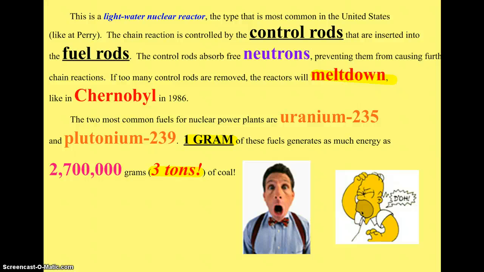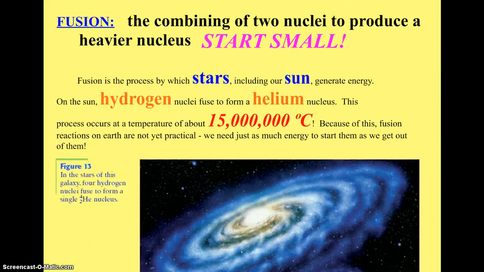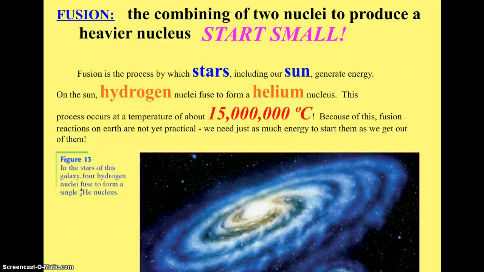So again, fission, start with big atoms, split them apart, get a lot of energy, and radiation. Fusion is the opposite. Okay, fusion, we combine two nuclei and we produce a heavier nucleus. So we're going to start small, like in our sun. Our sun, hydrogen nuclei fuse together and form helium. Helium is much more stable, so the extra energy comes towards planet Earth and allows us to sustain life here, and we're happy about that.